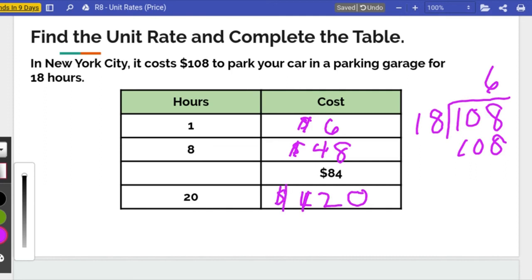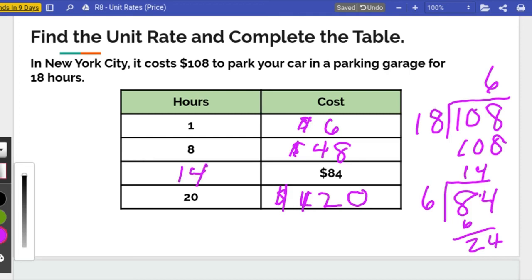Now, what if I pay $84? Then how many hours was that? So 1 times 6 times what gives you 84? Because we would need to do 1 times that same thing. So let's work backwards and divide. And I get 14. So 6 times 14 gives me 84. 1 times 14 gives me 14. So 14 hours would cost me $84.